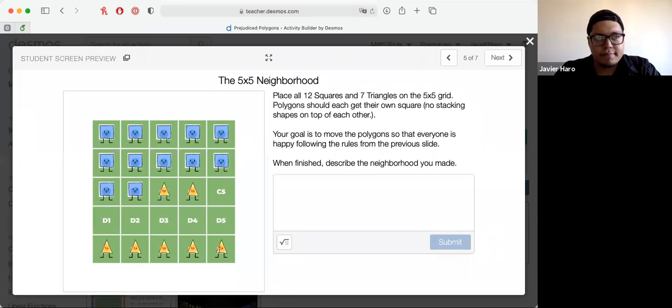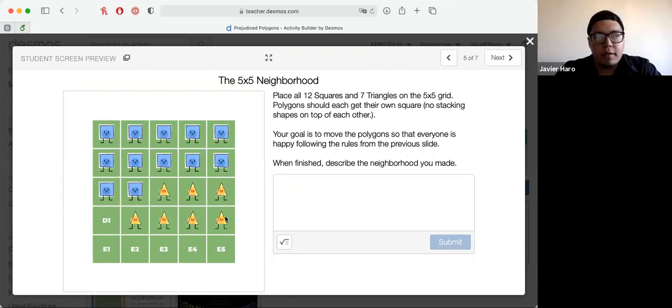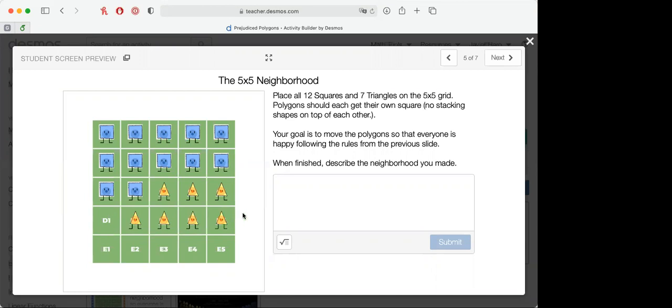Okay. And then I put the triangles in D2, D3, D4, and D5. D2, D3, D4, and D5. Ooh, okay. And is everyone happy here too? I'm pretty sure.